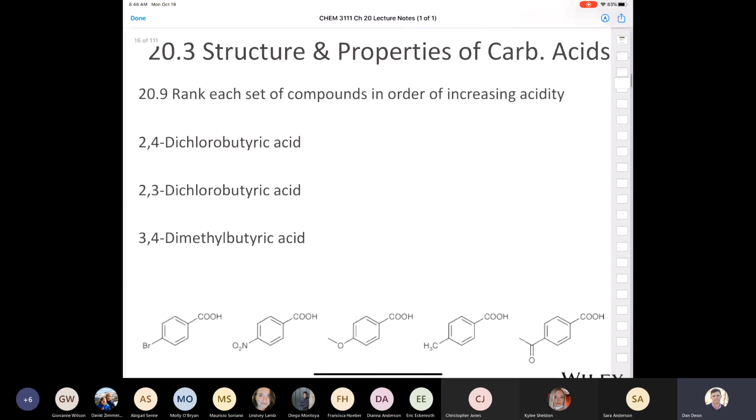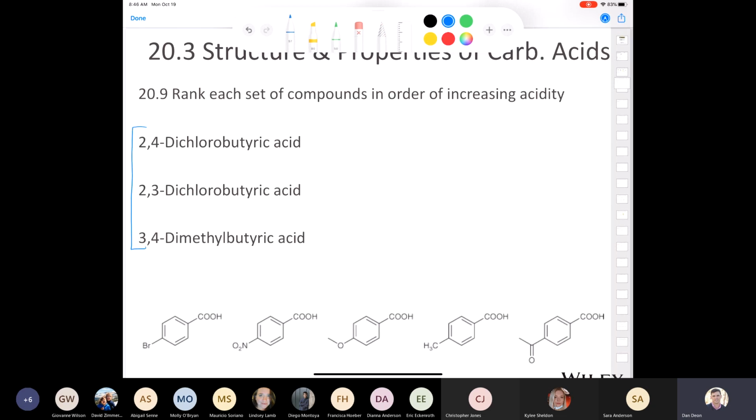And let's try another practice problem, which asks us to rank each set of compounds in order of increasing acidity. It's kind of hard to tell here, but there's actually 2 questions on this slide. The first question is this one here. So we're going to compare these 3 carboxylic acids, and then finally we're going to compare these 5 benzoic acid derivatives. The first thing we're going to do in the first question, I think, is draw all of the compounds. They're all derivatives of butyric acid.